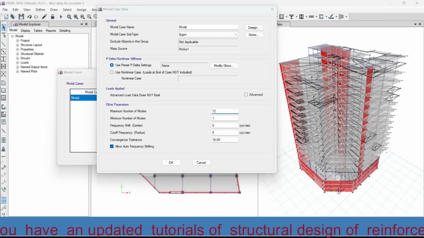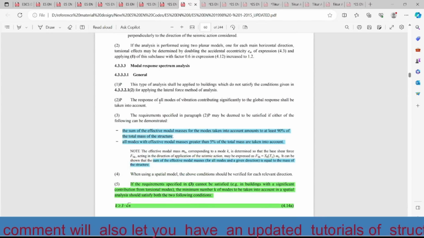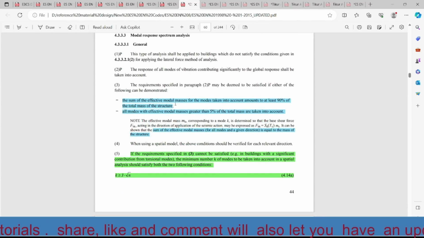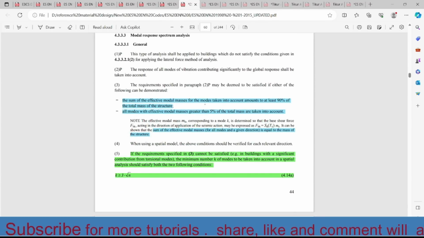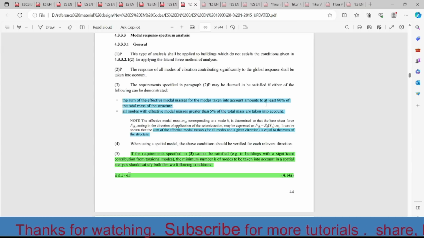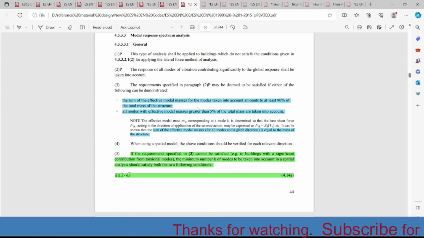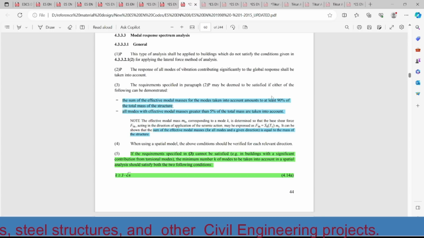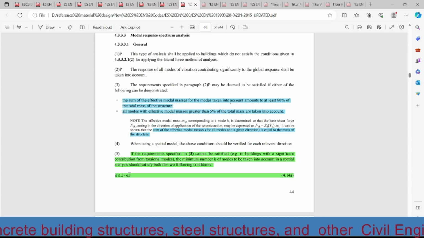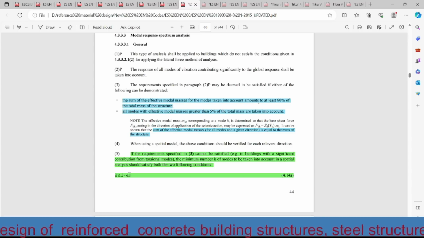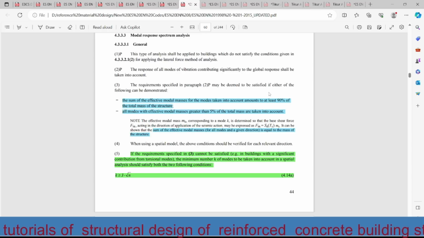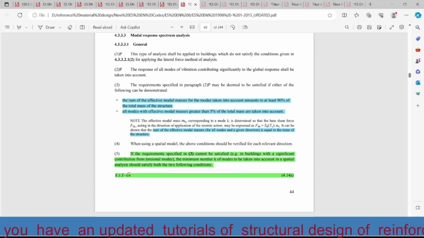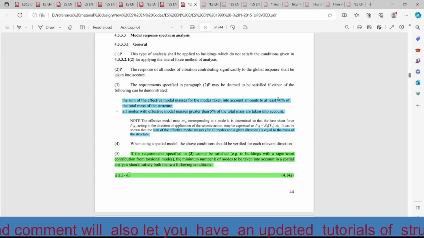Meaning, now let's come to this one. Here, the sum of the effective modal masses for the modes taken into account amounts to at least 90% of the total mass of the structure. So the modal participation mass ratio should be at least 90%, and the number of modes must be determined based on this requirement.